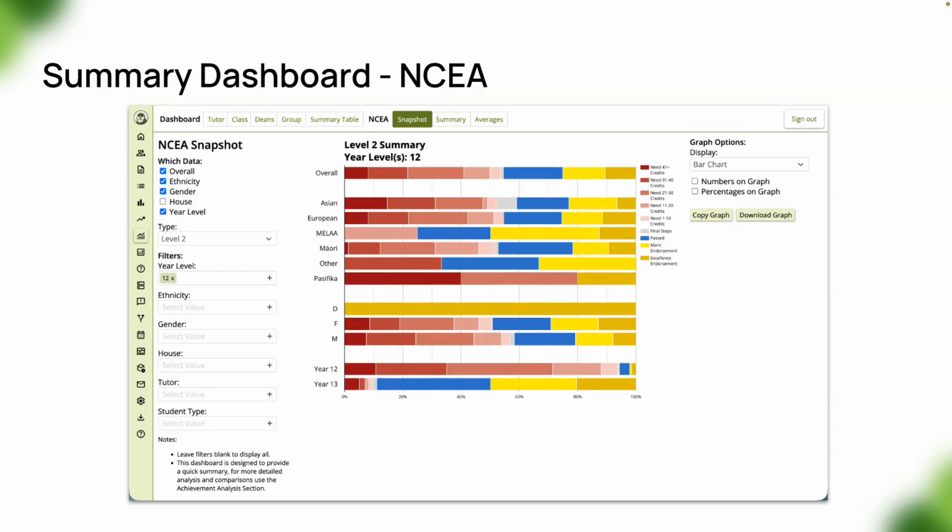There's also some summary dashboards here on NCA. So this is looking at year 12s working towards level 2. We can see we've got one here with our excellence endorsement already. We're starting to get there as the year goes on. Obviously, as the year progresses, you'll get more and more. If you want to know who these kids are, the summary tab gives you a breakdown of who all of the kids are as well.